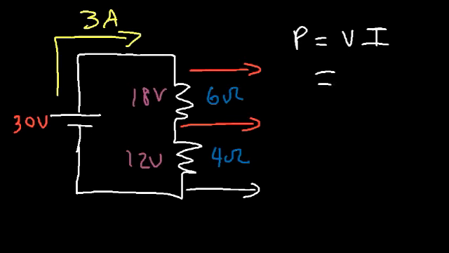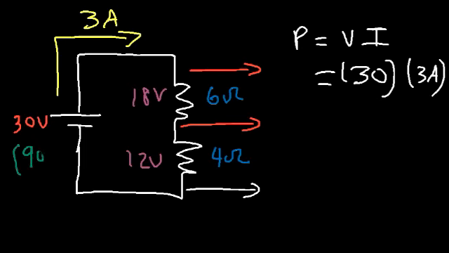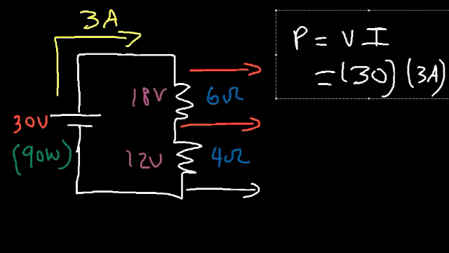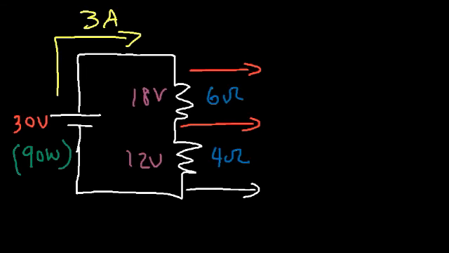The battery has a voltage of 30 volts and it delivers a current of 3 amps. So 30 times 3 is 90. So the battery delivers 90 watts of power. Now what about the 6 ohm resistor? How much power does it absorb?